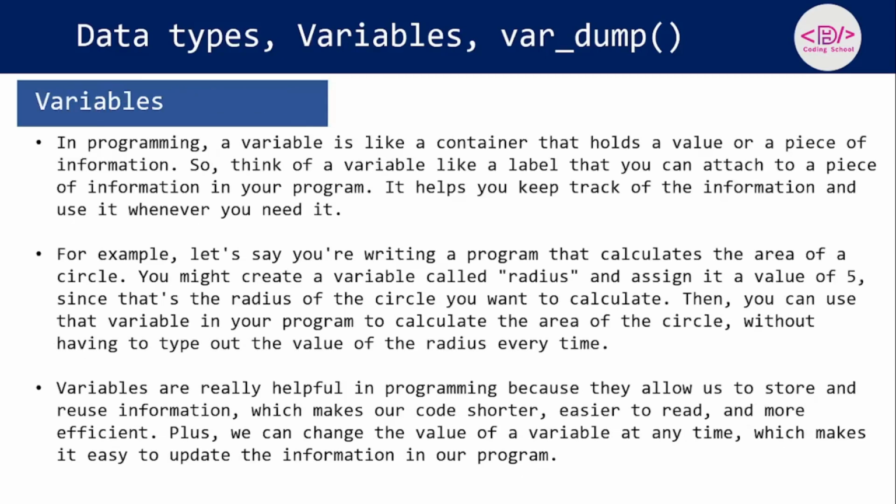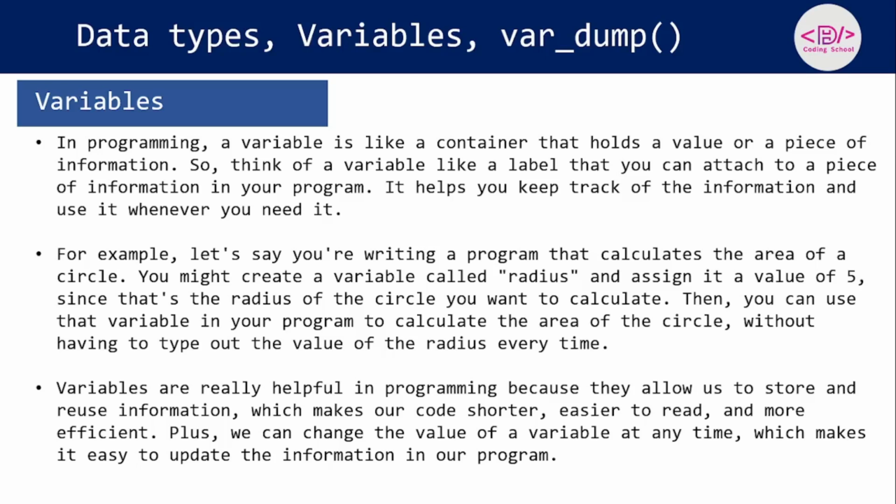Okay, so since we talked about data types and they move with variables, let me take this to explain more about variables. So as we said, in programming, a variable is like a container that holds a value or a piece of information. So think of a variable like a label that you can attach to a piece of information in your program. It helps you keep track of the information and use it whenever you need it.